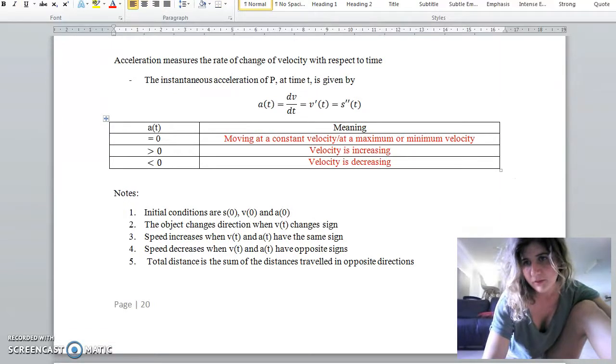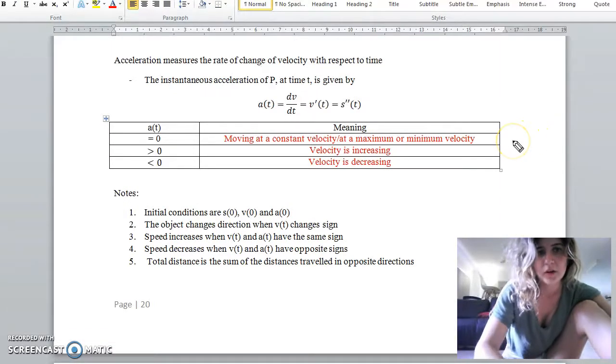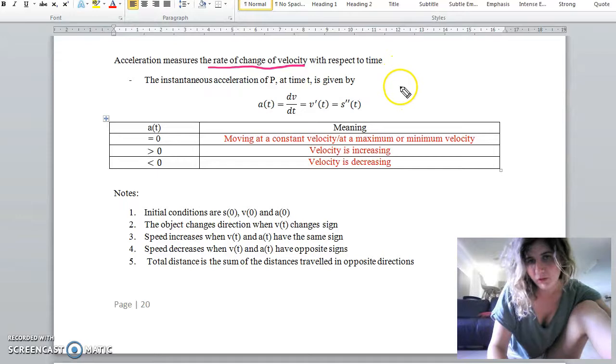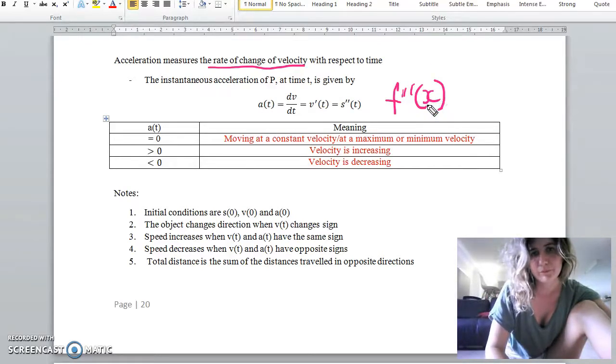The last thing is acceleration. Acceleration measures the rate of change of your velocity with respect to time. So if velocity is the change in the displacement, acceleration is the change in your velocity. If velocity was f dash of x, then acceleration would be f double dash of x, so your second derivative.